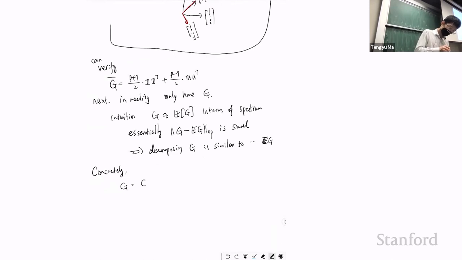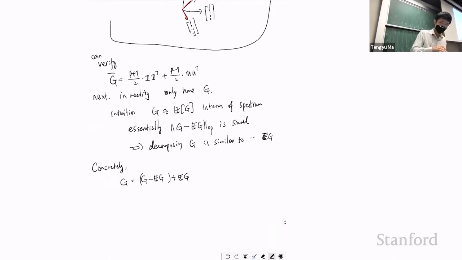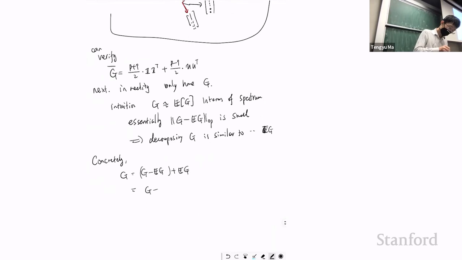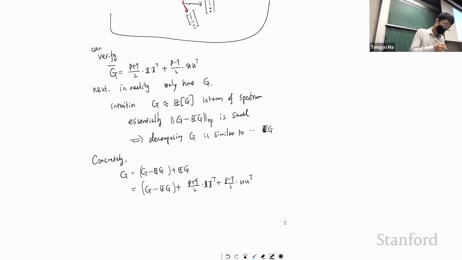You write G as G minus expectation G plus expectation G. Expectation G is just G bar. And so this is G minus expectation G plus P plus Q over 2, 1, 1 transpose plus P minus Q over 2, UU transpose. Right, so you want to say that this part doesn't matter too much. Doesn't really change your eigenspectrum.